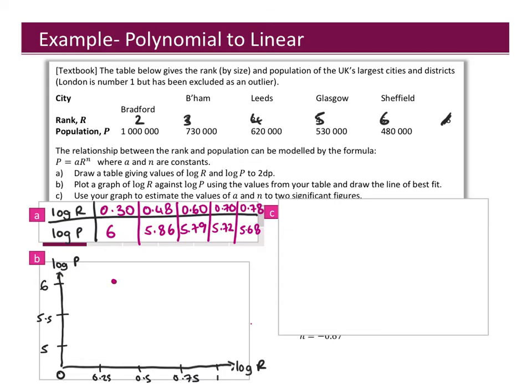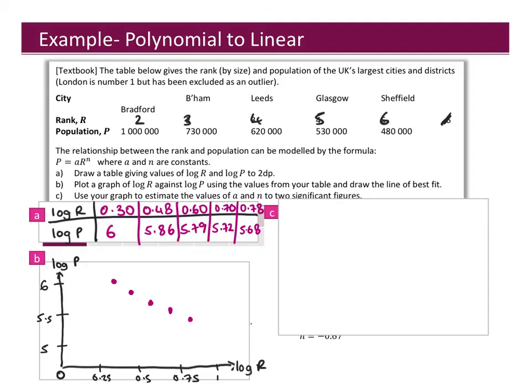Okay, 0.48 and 5.86, roughly here. Okay, and then you keep going. 0.6 is here, 5.79, 0.77, and 0.78. Something like this, okay, roughly. I mean, it's just a guess, right? But you can see the points are correct.